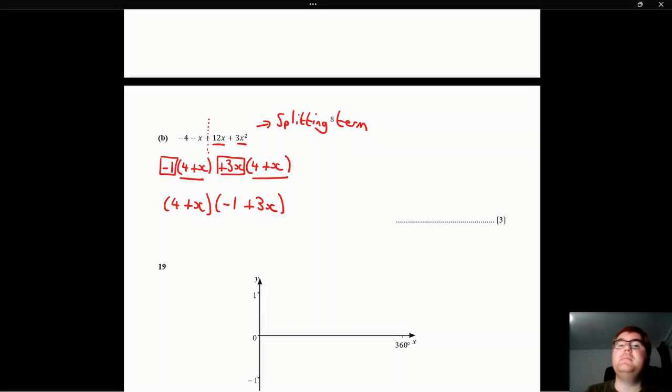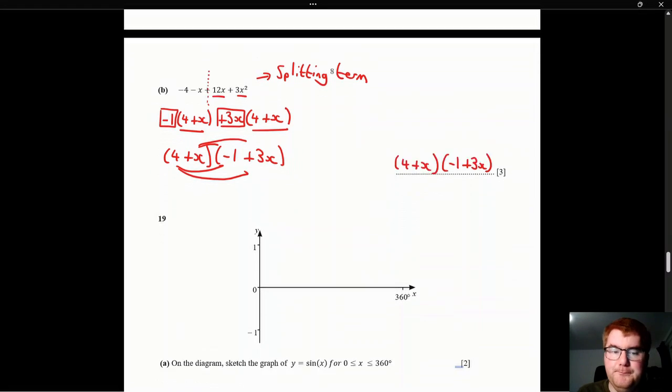Now the great thing about this kind of question, and this is the answer here, if you think something is not quite right or gone wrong, you can always expand out here to then double check you do get back to the original question, guaranteeing the 3 marks for the question.